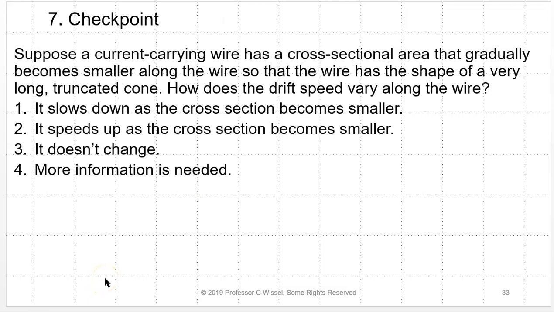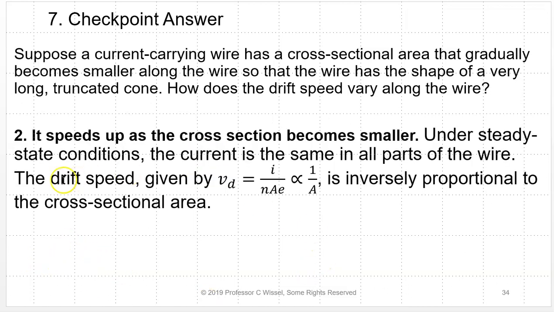Suppose a current-carrying wire has a cross-sectional area that gradually becomes smaller along the wire, so the wire has the shape of a very long truncated cone. How does the drift speed vary along the wire? It will speed up as the cross-section becomes smaller because v_d is proportional to 1 over the cross-sectional area. So as the area gets smaller, v_d increases.